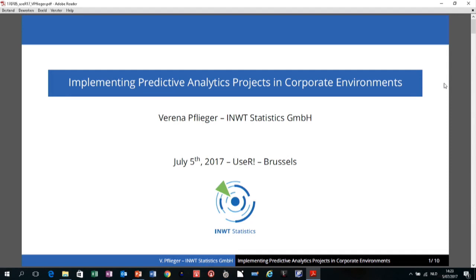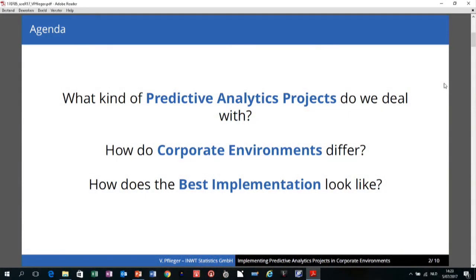Yes, and I want to tell you something about the implementation of predictive analytics projects in corporate environments. What we are actually going to do is look at 3 use cases that we encountered in our day-to-day work. And that's actually our goal. The last question: how does the best implementation look like?